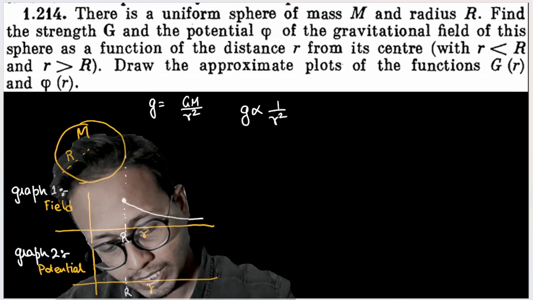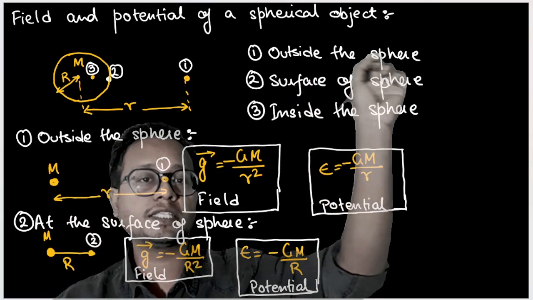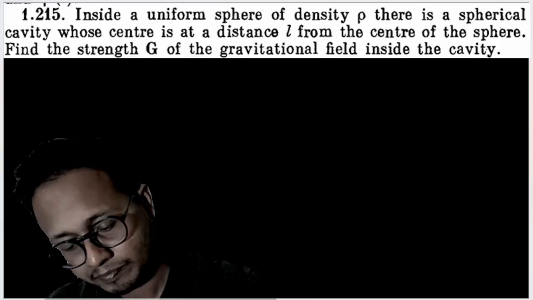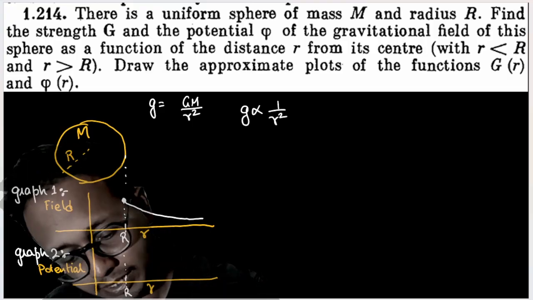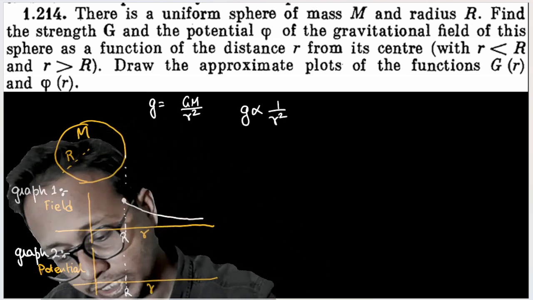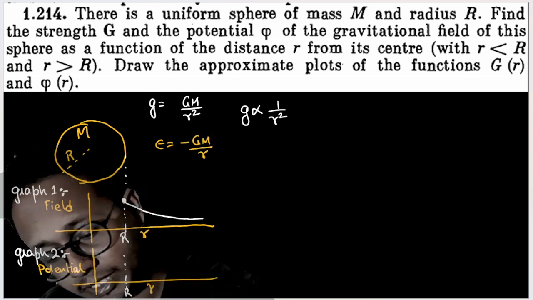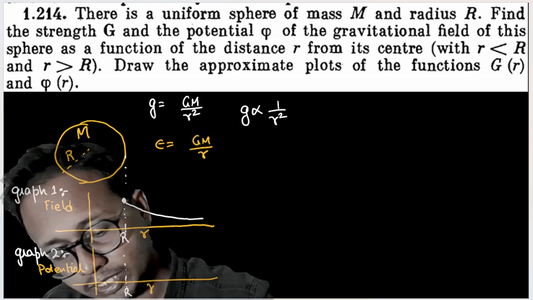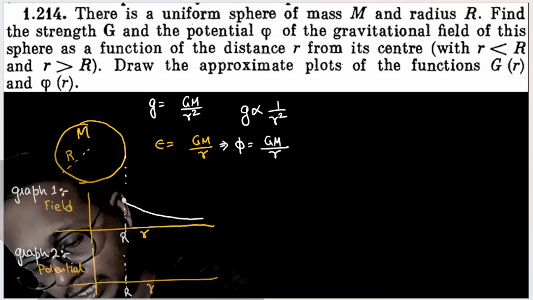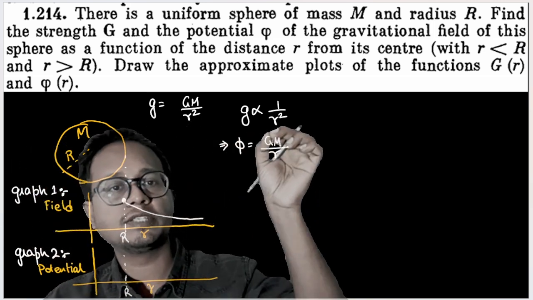Similarly, what is the potential outside the sphere? The potential outside the sphere is nothing but minus GM by R, isn't it? Even out here, I'm just considering the magnitude. So potential is nothing but GM by R. You can either write potential as E or psi, it doesn't make a difference. Potential is equal to minus GM by R.